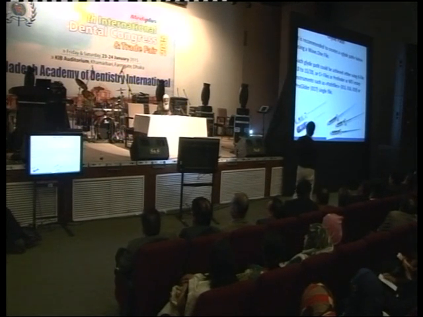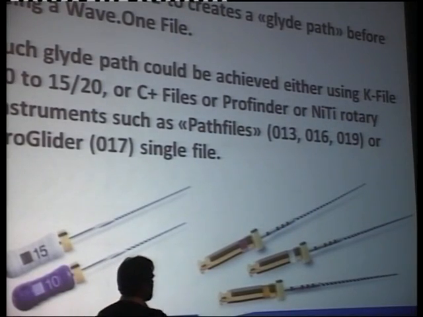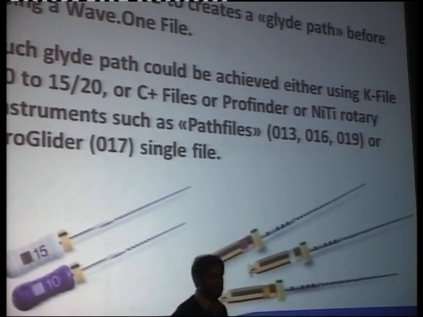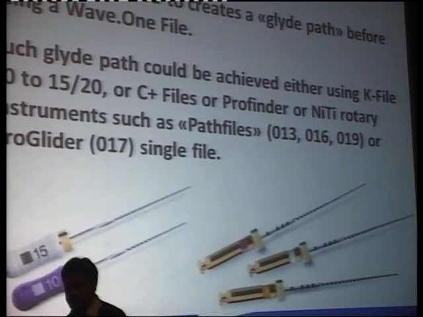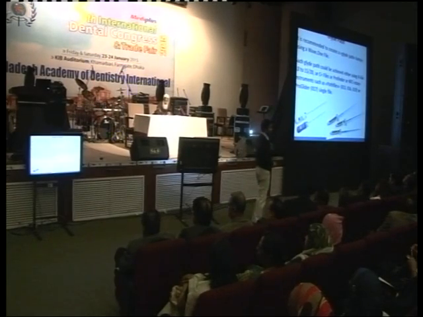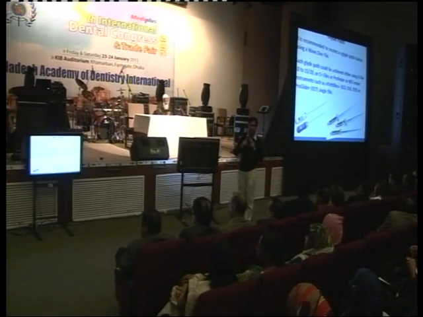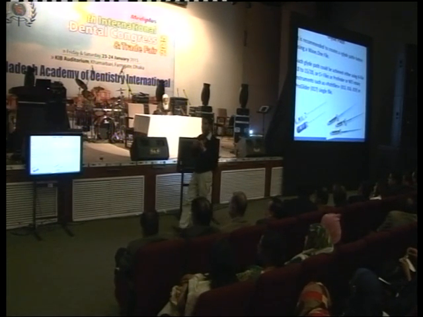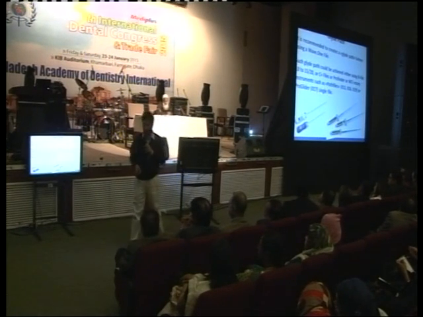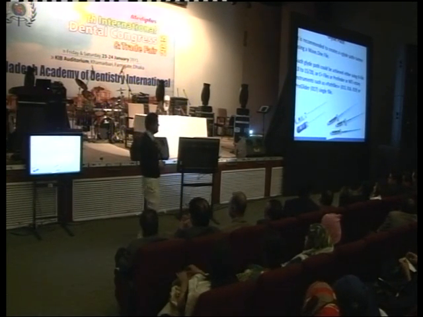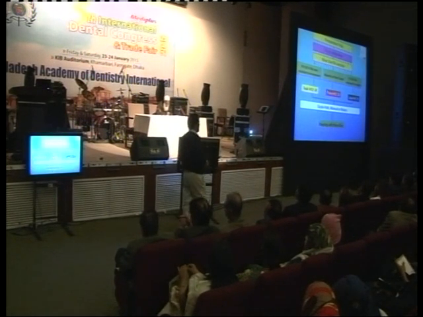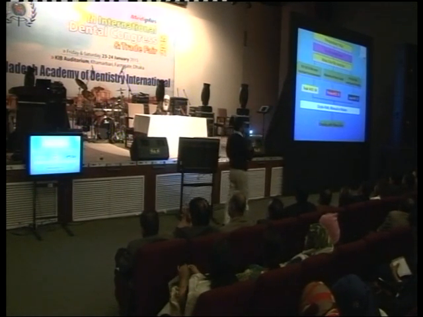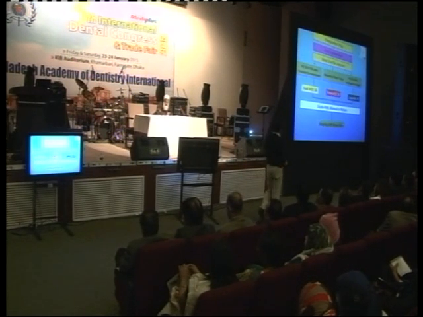This is the number 10 or 15, or these are the PathFile. These 3 files are the PathFile. It is also rotary, that is NiTi file. That is number 13, number 16, and number 19. And if you want to use only one file, then it will be the number 17. That is called ProGlide file. One file is required instead of 3 files. Then shape with the Wave-1 motor and you can prepare the canal.